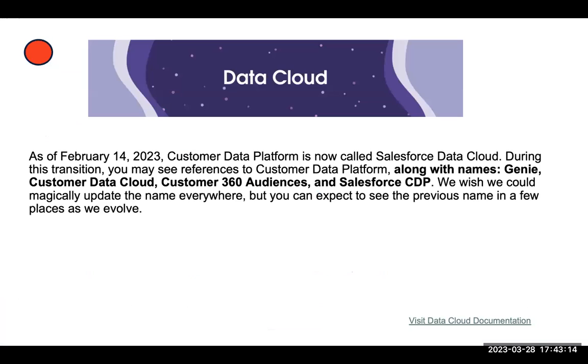So as of Feb 14, 2023, this is our first session where we started Data Cloud. Luckily, on the day itself, the customer data platform, called CDP formerly, is now being called Data Cloud. During the transition, you may see some references to customer data platform, along with the names of GNA, Customer Data Cloud, Customer 360 Audiences, and Salesforce CDP. Salesforce is updating the name everywhere, but you can expect to see the previous name in some places. Nevertheless, they're trying their best to rename the existing CDP to Data Cloud.